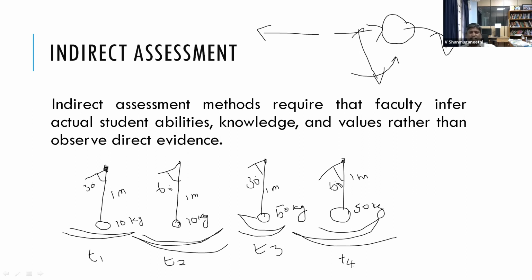Then 50 kg, I can put this 30-degree lift, 60-degree lift. Therefore, timing, I read it. Then I wanted to see the difference of T1, T2, T3, T4. What is the difference? Or what is the relationship?